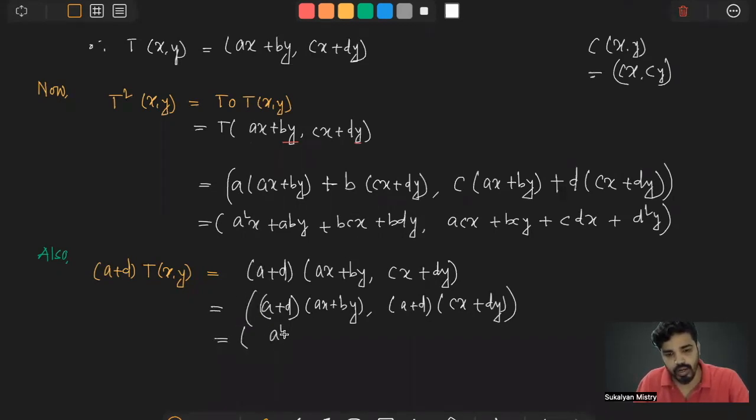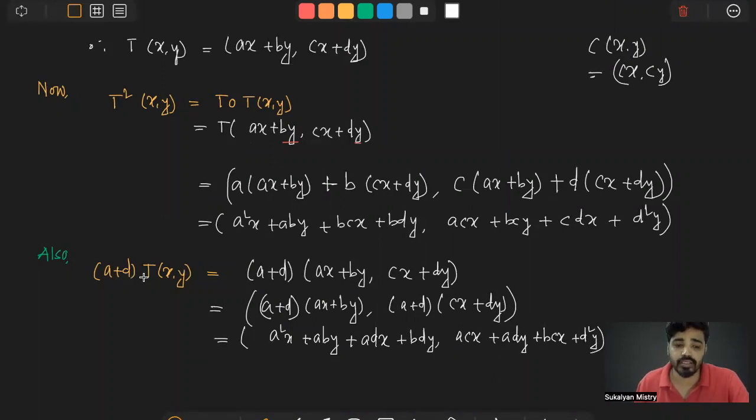So a²x plus aby plus adx plus bdy. Next, acx plus ady, plus bcx plus d²y. So this is our (a plus d) into T(x, y).